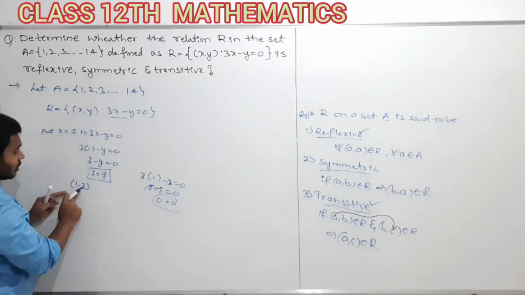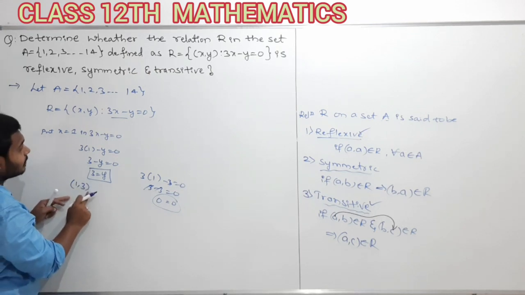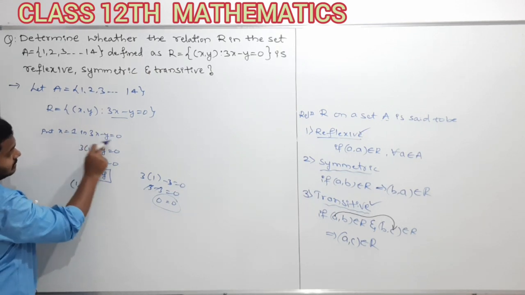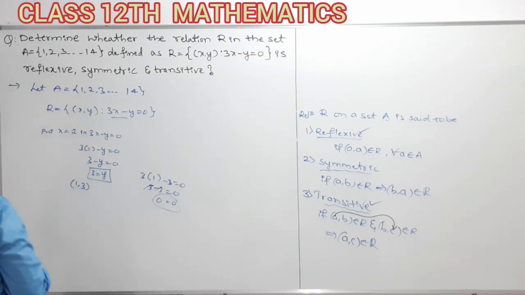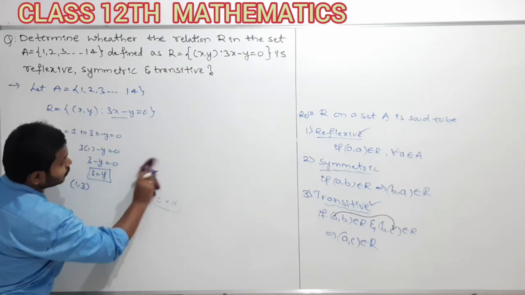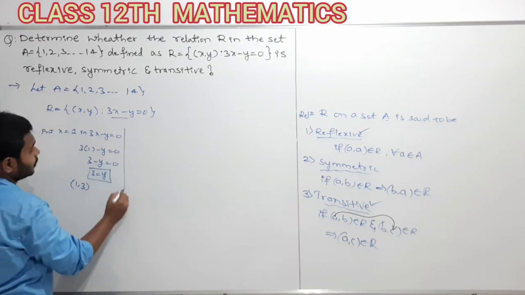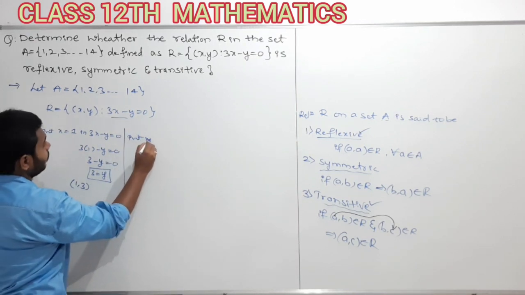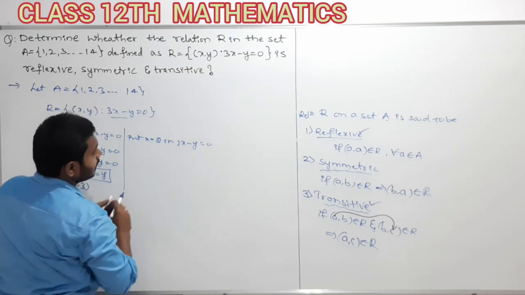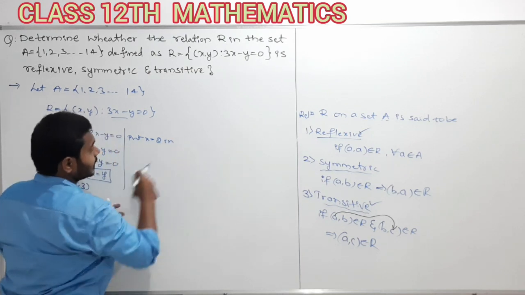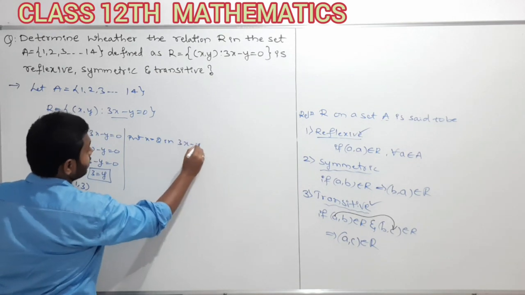To find such ordered pairs, my dear students, I'll keep on substituting the values of x. So for now, I substitute the x value as 2. So next, put x value 2 in 3x minus y equals 0. Is it understood why I am substituting here in the equation, my dear students?